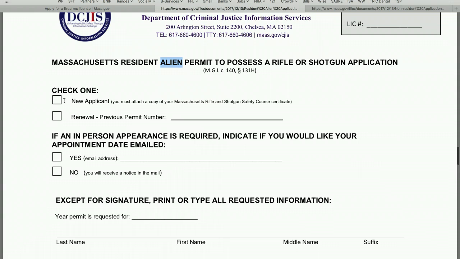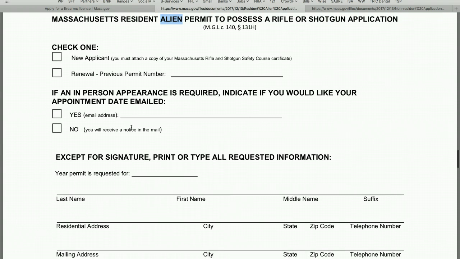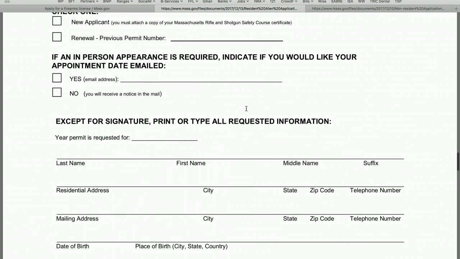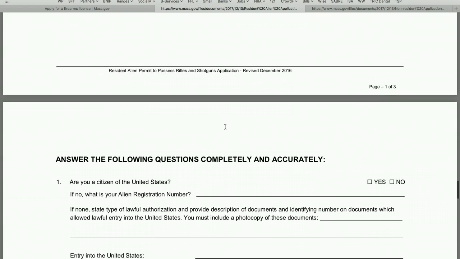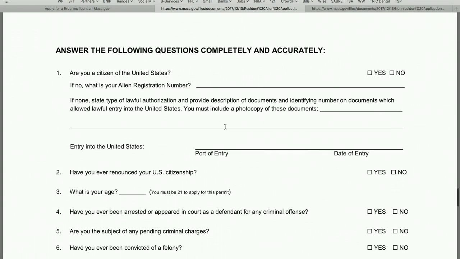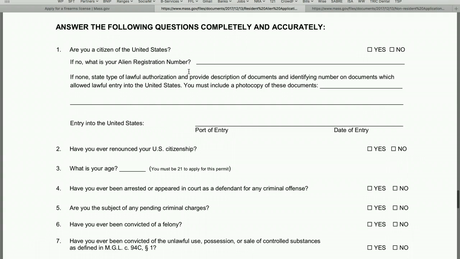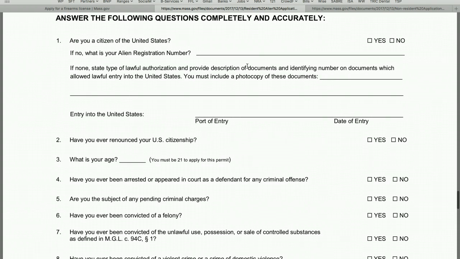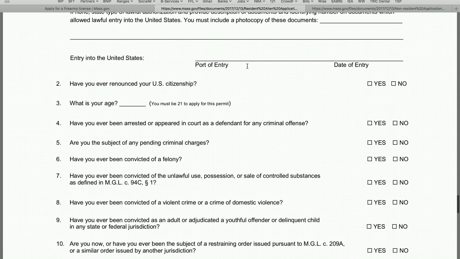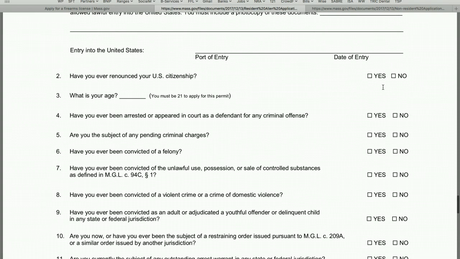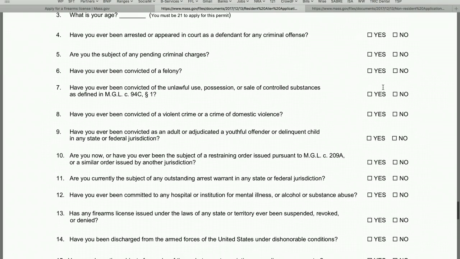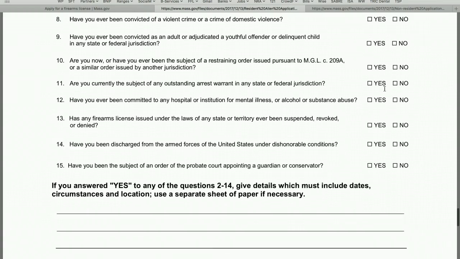So you go in here and you just apply. Say, hey, it's my first time or I'm renewing, and then the basic information right here. You write down the year, your basic info, and so on. And then this is all the information. If you are a U.S. citizen, then I'm not sure why you'd be applying for this non-resident and non-citizen application. So there's all your information, the same basic information that we've covered previously. You're just subject to the same background check and things like that.